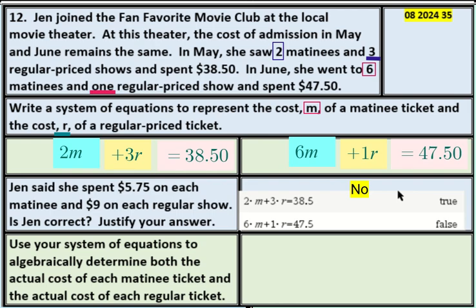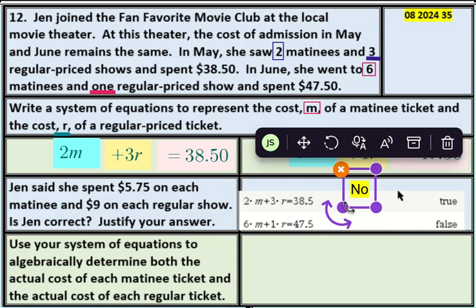Now, one thing I really like about this is they say justify, not explain. Justify means that I can show the work that goes into it by showing what I put in my calculator, that the first equation is true and the second equation is false, and therefore I can say no. But remember, that one little word no is a point. If you don't answer the question they ask, you do not get credit.